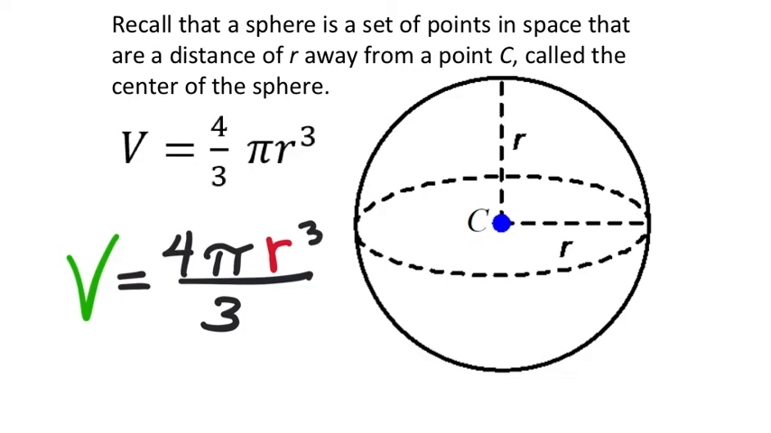Now, notice that there's only 2 variables in this, the volume and the radius. That means they have to give us one or the other, and then we just solve for whichever one's missing, okay? Now, you could use literal equations to solve this, by the way, if you wanted to.